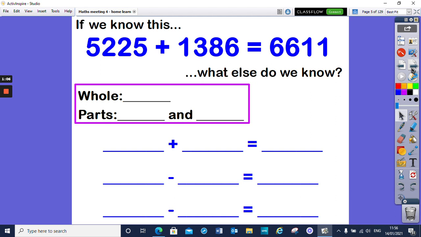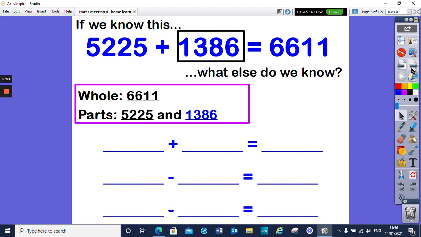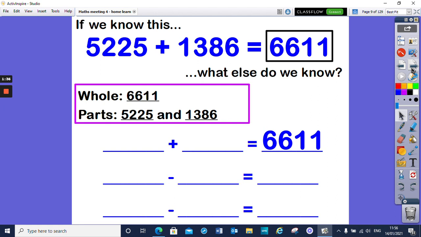Right, let's have a go, shall we? Now the whole is the largest number in the calculation. So in this calculation, the whole is that 6,611, which means the parts are 5,225 and 1,386. That's right, in this calculation, 6,611 is made up of 5,225 and 1,386. So what other calculations can we make? We're going to start with our whole, our largest number, 6,611. We know that it's made up of these two parts.